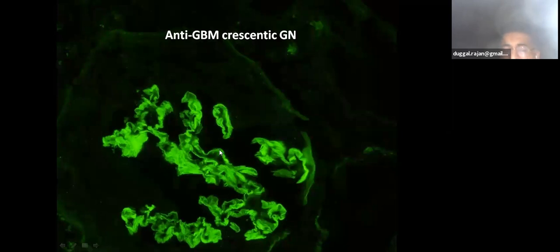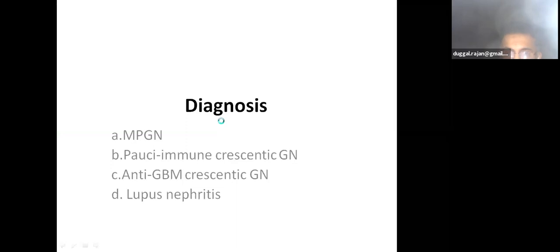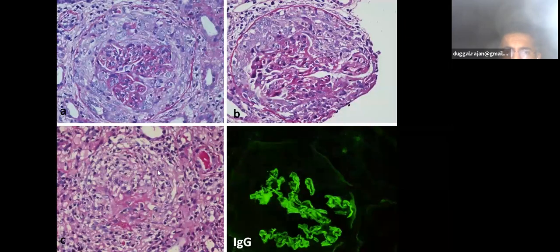I've shown you the membranous case in which the staining was granular. So here you are finding a linear staining. Linear pattern of staining means it is a non-immune complex mediated disease. So anybody can show you this pattern and ask what kind of staining it is. It is a linear pattern of staining. And then there are crescents. The interesting part is all the crescents are of the same age. They are all cellular crescents.